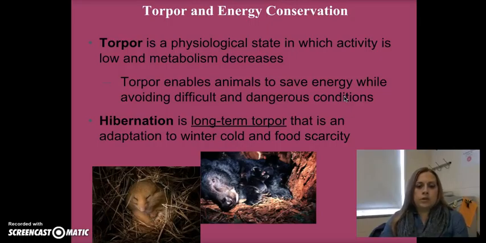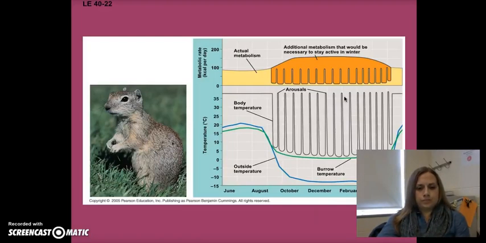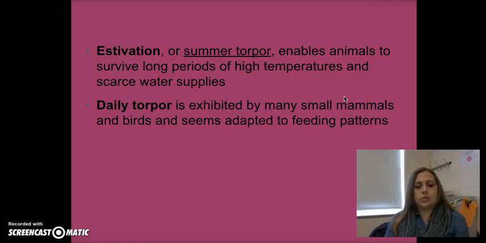Next, we've got torpor and energy conservation. This is a state in which activity is low and metabolism decreases. So hibernation is an example of long-term torpor. Estivation or summer torpor enables animals to survive long periods of high temperatures and scarce water supplies. Daily torpor is exhibited by small mammals and birds, and that seems pretty well adapted to feeding patterns as well.